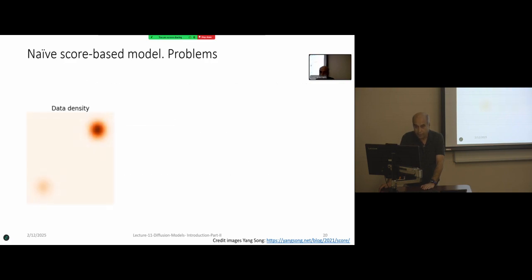So here's an example. Let's say we have this density. We have only these two places where we have some samples, but we don't have anything in between.